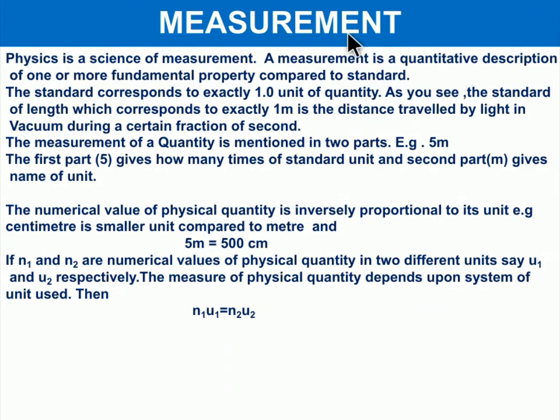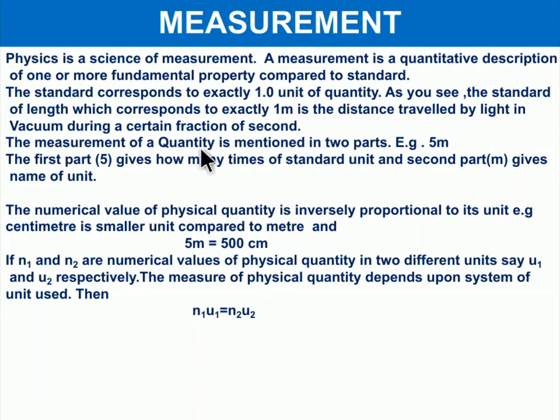What do we understand by measurement? Physics is a science of measurement. A measurement is a quantitative description of one or more fundamental property compared to standard. This standard corresponds to exactly one unit of quantity. As you see, the standard of length, which corresponds to exactly 1 meter, is the distance travelled by light in vacuum during a certain fraction of second.